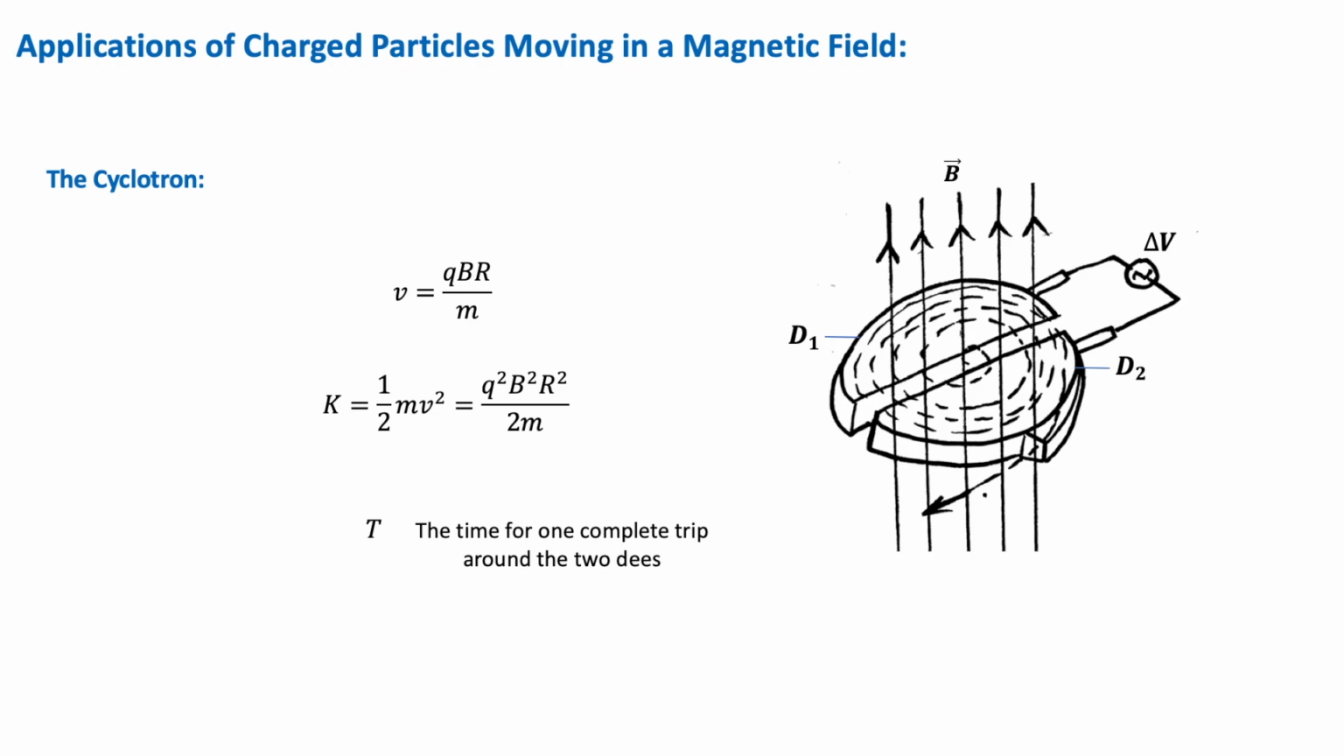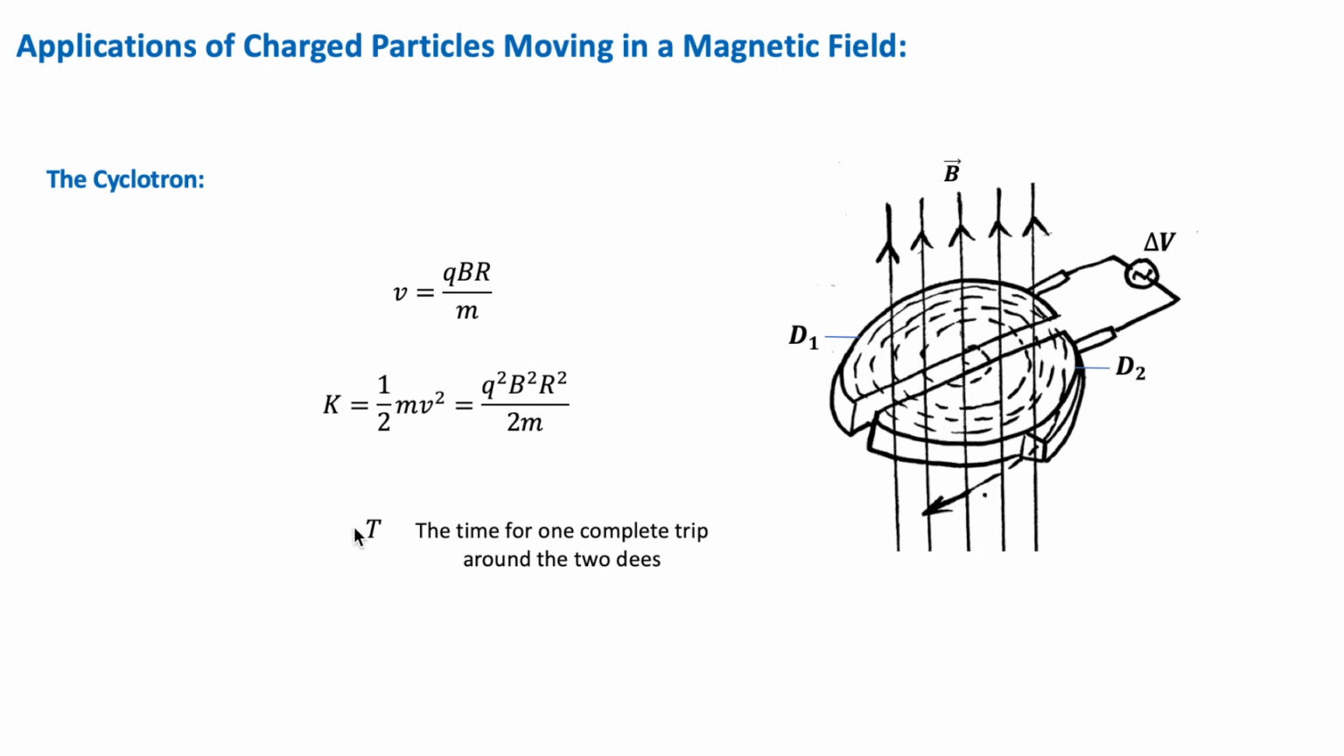So the frequency of the applied alternating potential difference is made to match the time needed for the ions to travel through one D. So this frequency of the applied potential represents the frequency at which the polarity of the Ds is reversed, right? So if the potential difference between the two Ds is delta V, then as the ion crosses the gap, it will accelerate and gain kinetic energy equal to q delta V, okay? And each time this happens, its speed will increase and it will move in a semicircular path of a larger radius because the radius is proportional to the momentum of the particle, okay?